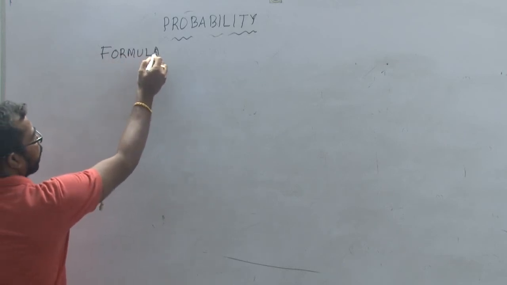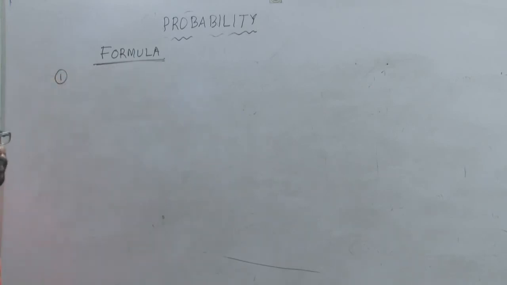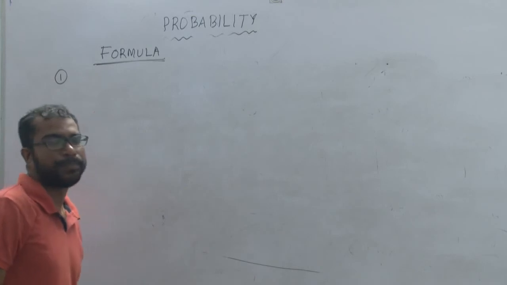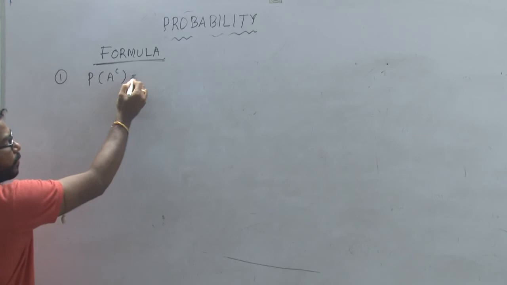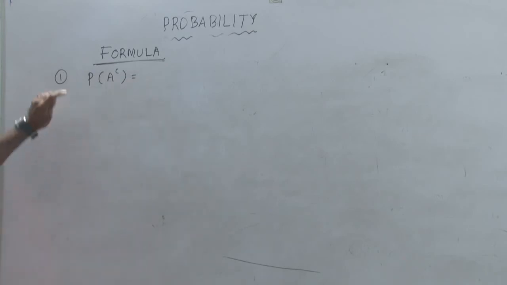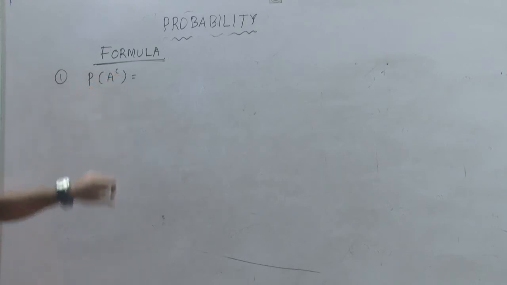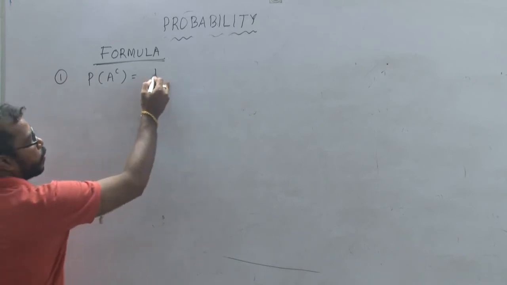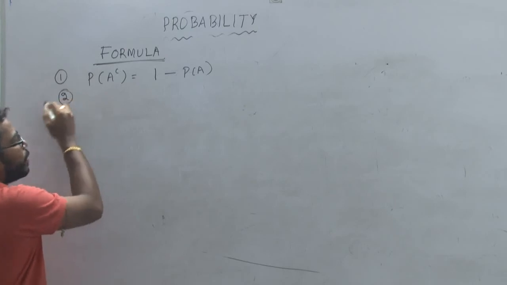That you learn in class 11, that first formula number 1, the probability of the complement of A. You can write it in this form, to the power C, or you can write this. So the probability of the complement of A is equal to 1 minus the probability of A. So this is the first formula.